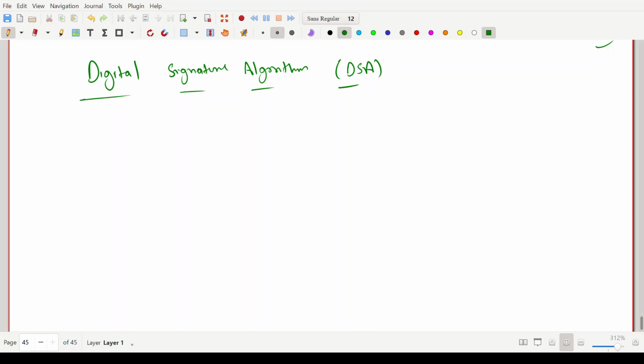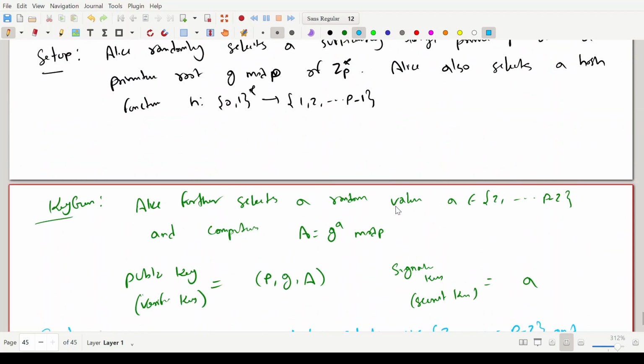The ElGamal signature was proposed in 1985. Later in 1991, NIST proposed DSA, which can be seen as a variant of the ElGamal signature. To use it as a digital signature standard, they made it official as FIPS in 1993. Let us see the setup. Mostly it is similar to the ElGamal system, so the setup part is the same.